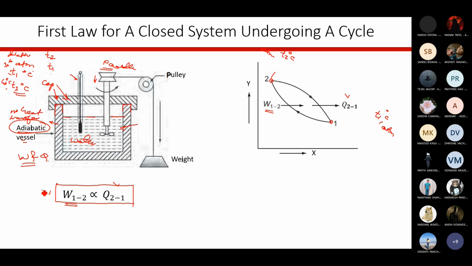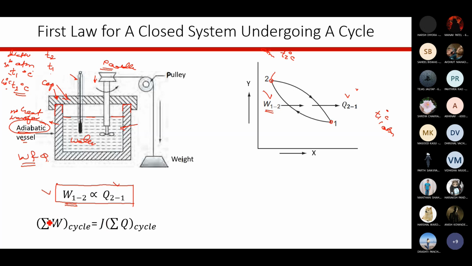He tried doing this experiment with different types of liquids, right? And he found the same relationship is valid, that the work input supplied to the system is directly proportional to the heat rejected by the system, right? So this is the simple case where we have only one work interaction and one heat interaction, right? So what happens if you have n number of work interactions and n number of heat interactions?